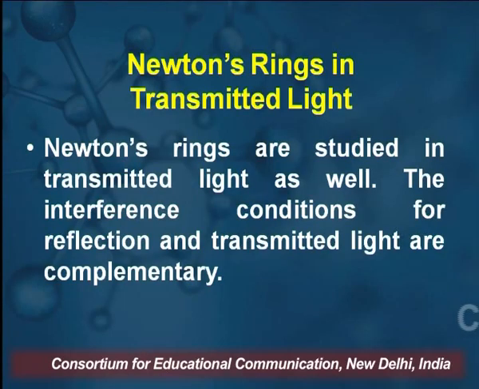Now Newton's rings in the transmitted light. Newton's rings are also studied for the transmitted light. The interference conditions for reflected and transmitted light are complementary. So this is another topic for Newton's rings, we get from the transmitted light. The diameters of the bright rings calculated for the transmitted light using the equation above correspond precisely to the diameters of the dark rings in the reflection. In particular, the center of Newton's rings is bright in transmitted light and dark in the reflected light.